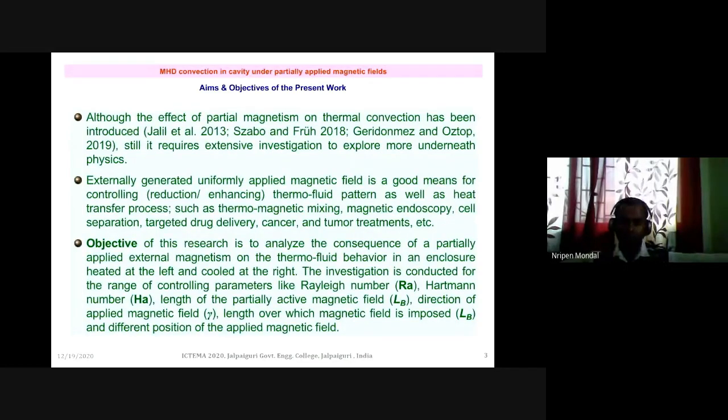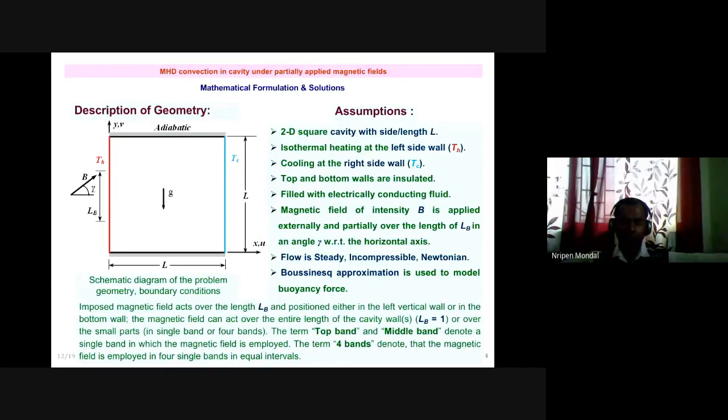A few results we have presented here. The basic geometry is a differentially heated cavity. The left wall is isothermally heated, the right wall is isothermally cold, and the magnetic field has been considered either horizontal or vertical. That's why the angle gamma has been introduced. The flow has been assumed steady, incompressible, and Newtonian, and the Boussinesq approximation has been used to model the buoyancy force.